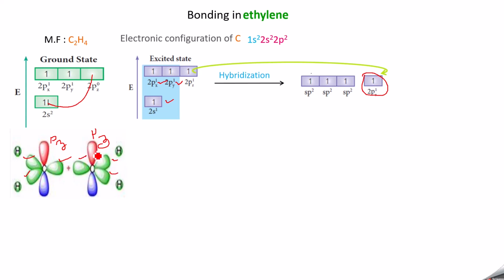These two are unhybridized orbitals. So with these hybrid orbitals, the 1s orbital of hydrogen will overlap like this, and you have a pz orbital which is perpendicular to this plane, so they will undergo lateral overlap. Here this s orbital of hydrogen will undergo head-on overlap, but this one will undergo lateral overlap.